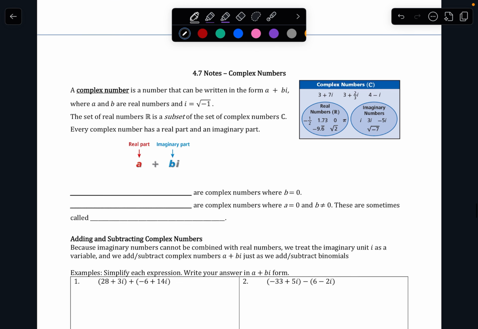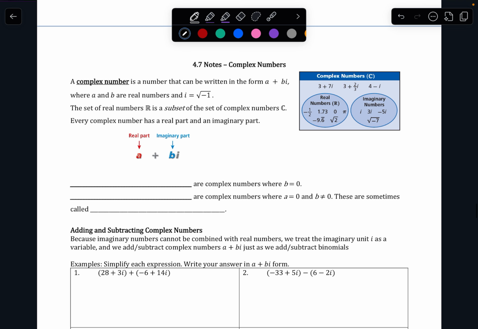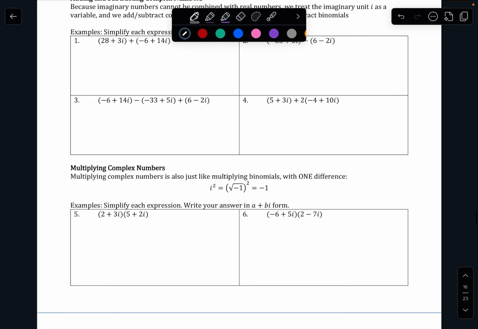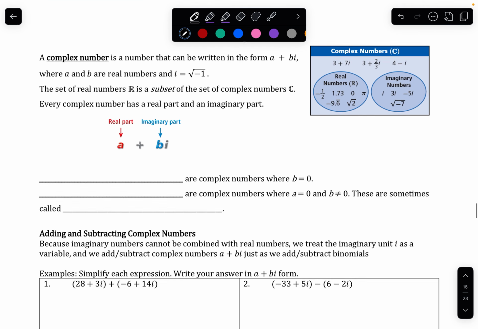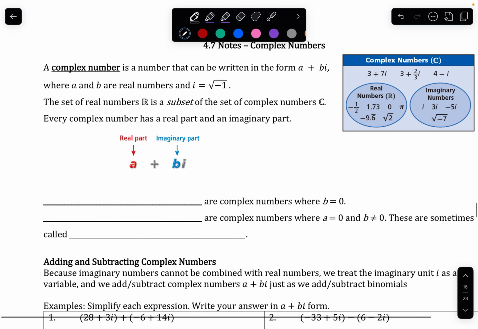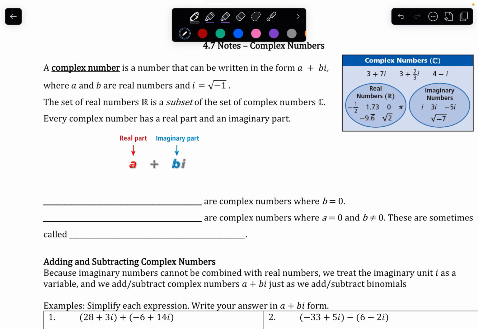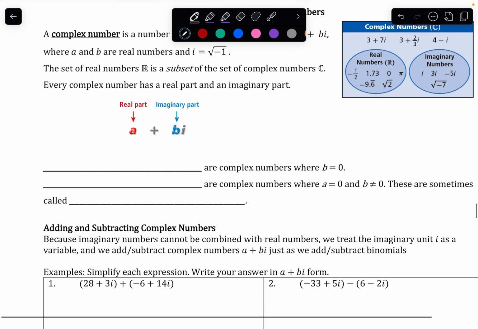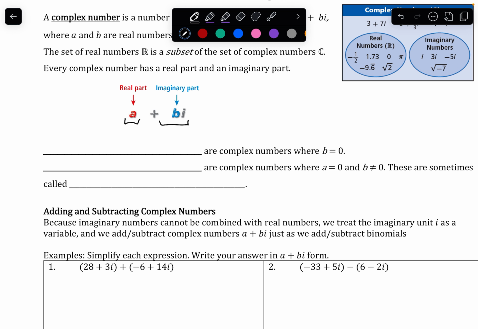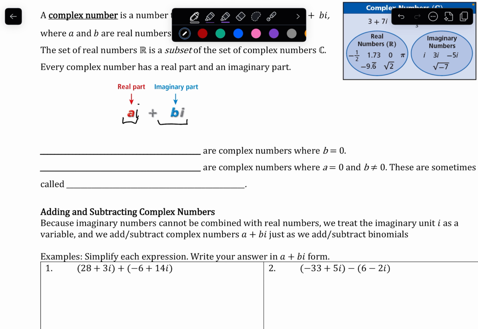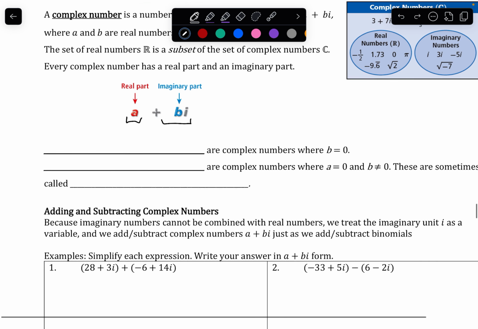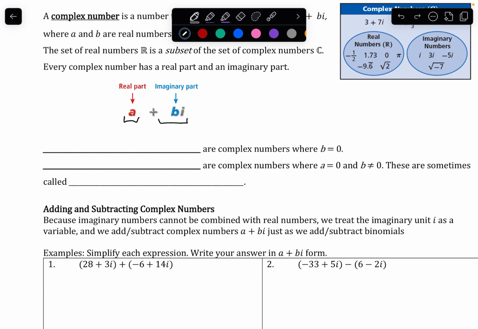All right, in this lesson, we are going to talk about complex numbers and we are going to add, subtract, and multiply them. Okay, and so first of all, a complex number is a number that has a real part and an imaginary part. So it's in the form a plus bi, where a is a real number and so is b, and a is considered the real part, the one without the i, and then b is considered the imaginary part.